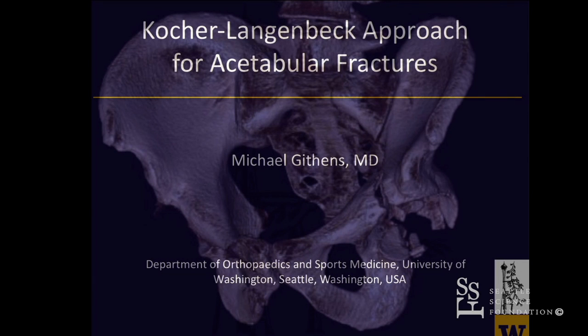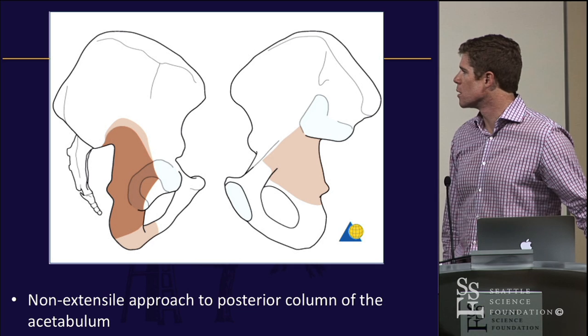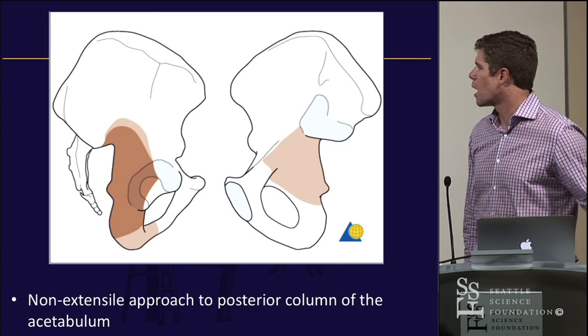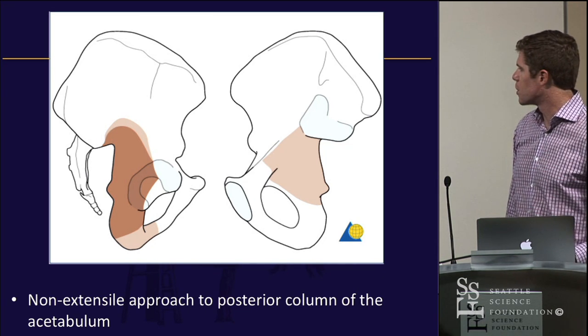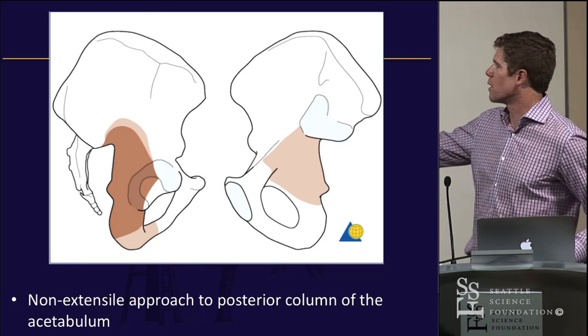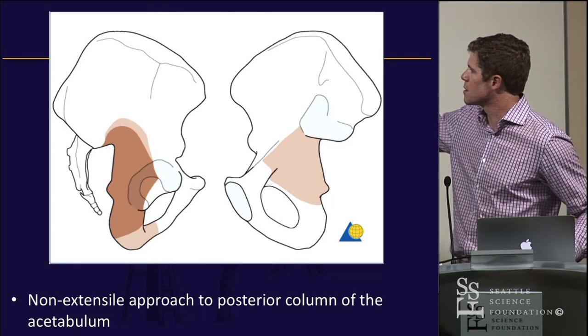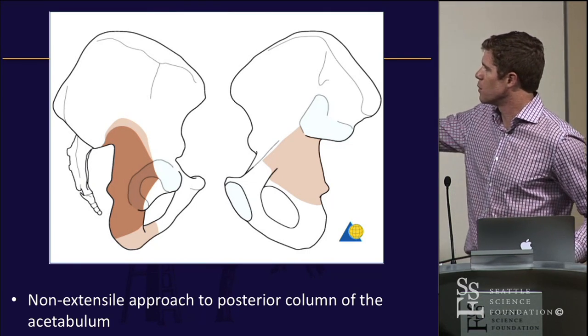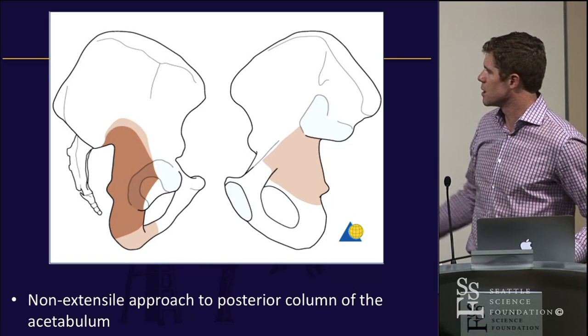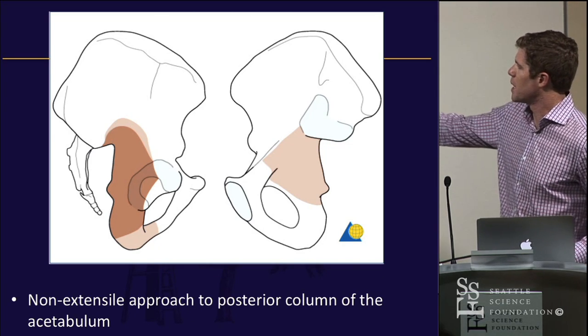Y'all know the Kocher-Langenbeck approach. It's the workhorse approach to the posterior acetabulum and the posterior column. It's a non-extensile approach, as y'all know. So the colored area is what's accessible. You can increase the area that's accessible by doing an osteotomy and releasing the gluteus maximus tendon. But this is basically what you get.